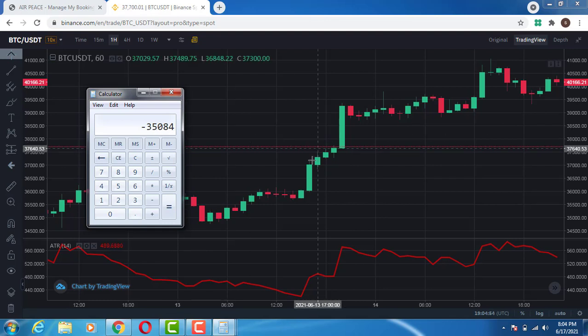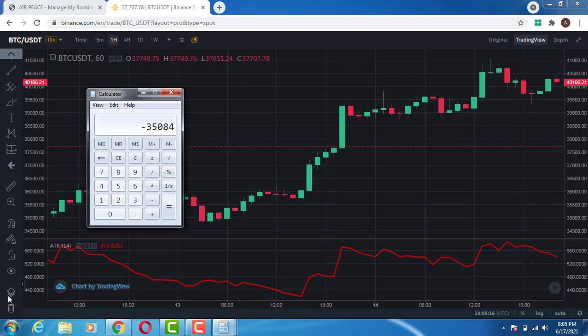So this is the price right here. If I figure out the price right here, we have 35,084. Okay, so this was around this area. Remember, you are entering here. You are entering at the close of this very candle, but you are using the opening to do your calculation together with your ATR value.